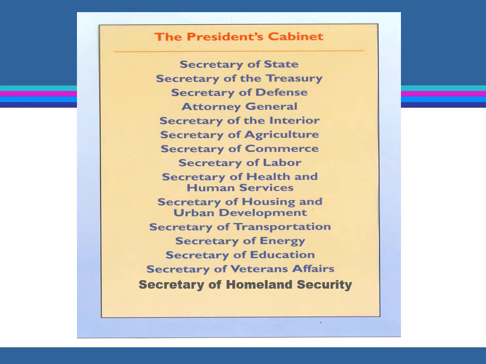Now, why are they in this order? This was the order in which they were created. So the first Secretary of State was Thomas Jefferson. The first Secretary of the Treasury was Alexander Hamilton, and so on and so forth, all the way down. The most recent one and the very last one on this list is the Secretary of Homeland Security, which was created by President George W. Bush after 9/11. So there is a system and a flow of this entire process from top to bottom.